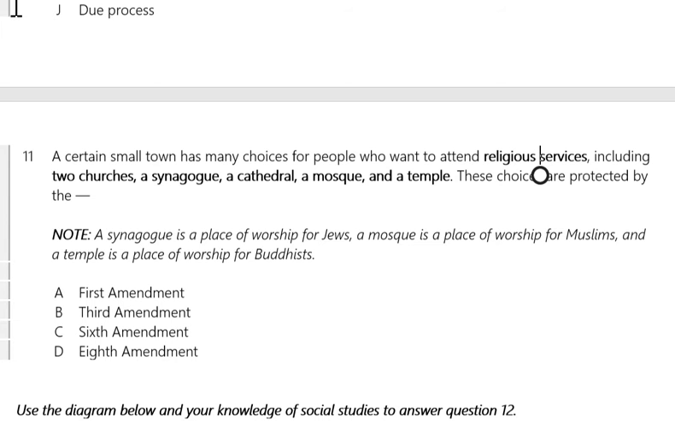These choices are protected by the A. First Amendment, B. Third Amendment, C. Sixth Amendment, D. Eighth Amendment. Pause the video to answer question 11.